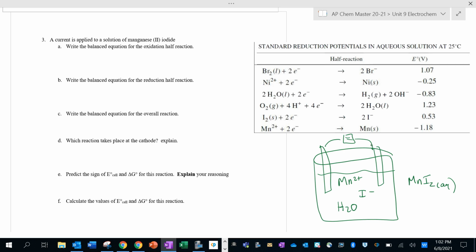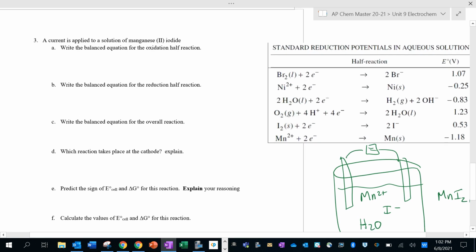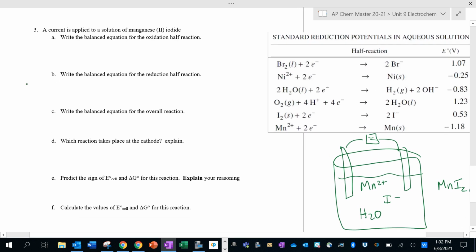So if I'm trying to figure out who is being, let's first look at who is being reduced. The substances that are likely to be reduced, remember reducing means gaining electrons, so it's either going to be our cation or water.